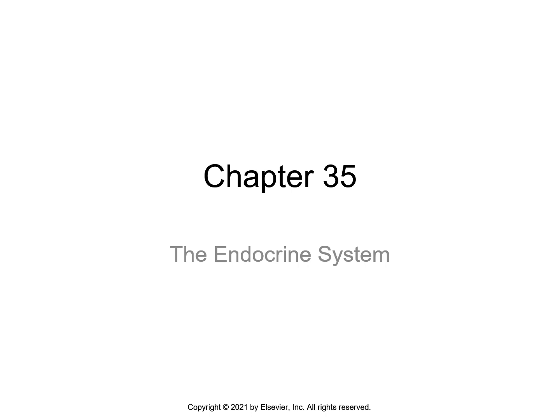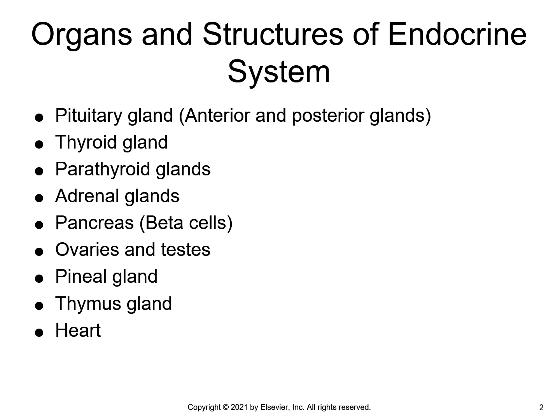Chapter 35, the Endocrine System. The pituitary gland connects to the hypothalamus. The pituitary gland has two parts, the anterior pituitary, the adenohypophysis, and the posterior pituitary, the neurohypophysis. The thyroid gland is two lobes.